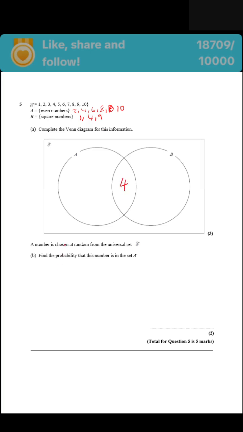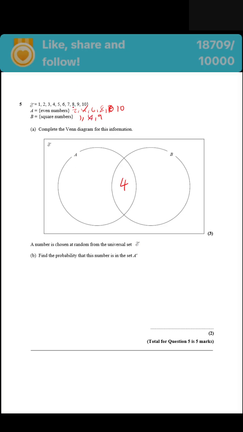Each number can only be in one of the 4 sections. So it can either be on the left-hand side of the circle, in the middle, the right-hand side, or around the outside. It can't be in 2 different categories. That's the whole point of the middle bit. So we've used the 4.